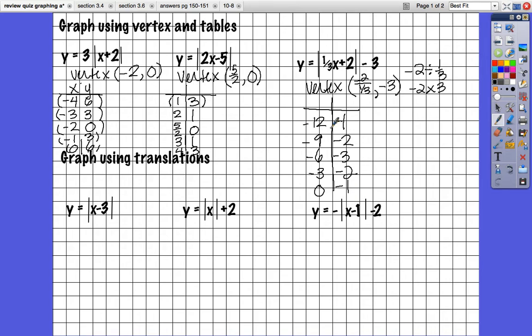All 3 of these V's should be pointing up. There is no negative out front. Just remember, if there's a negative out front, after you take the absolute value, you take the opposite of it before you do any adding or subtracting.